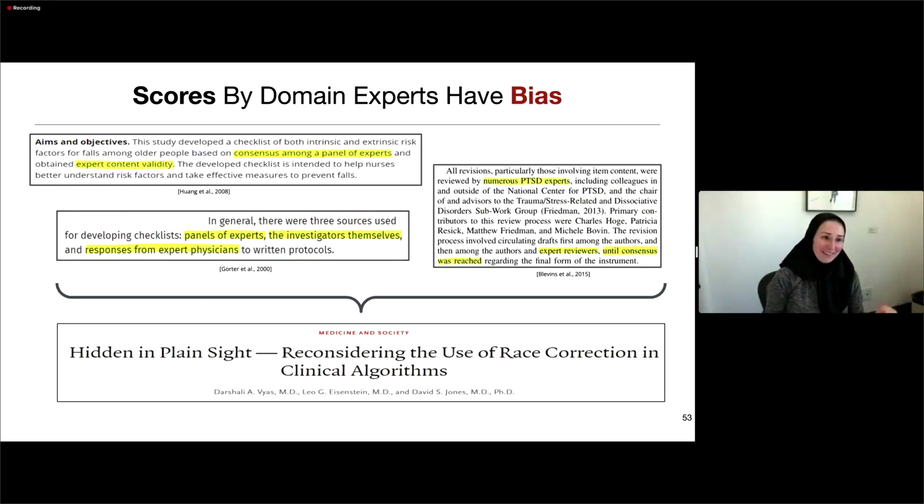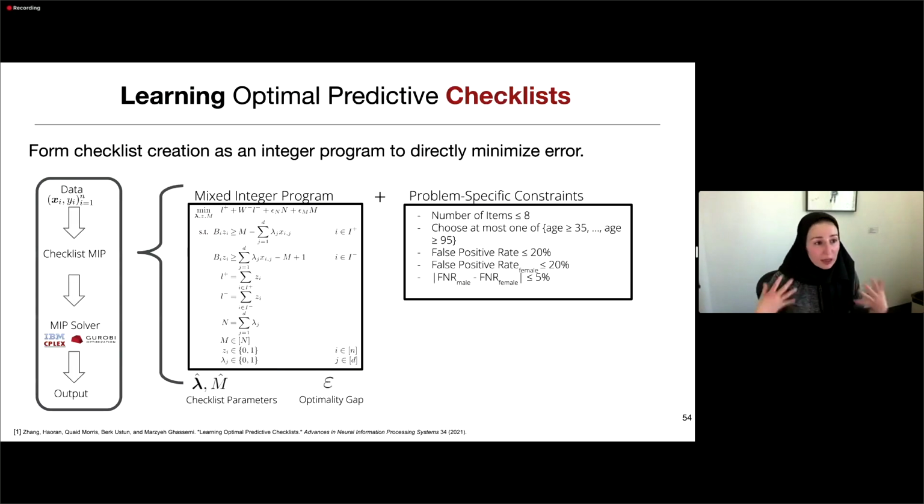And then years later, I love this paper, Hidden in Plain Sight, somebody will come along and audit that panel of experts' consensus score that you made. You're all remembering what you think works. And they'll say, actually, that's biased and it over or under corrects risk for African Americans. So why don't we just train these things directly from the actual data that we have? And so that's what we did for a recent paper in December of last year. We created a mixed integer programming problem out of this and added problem-specific constraints.